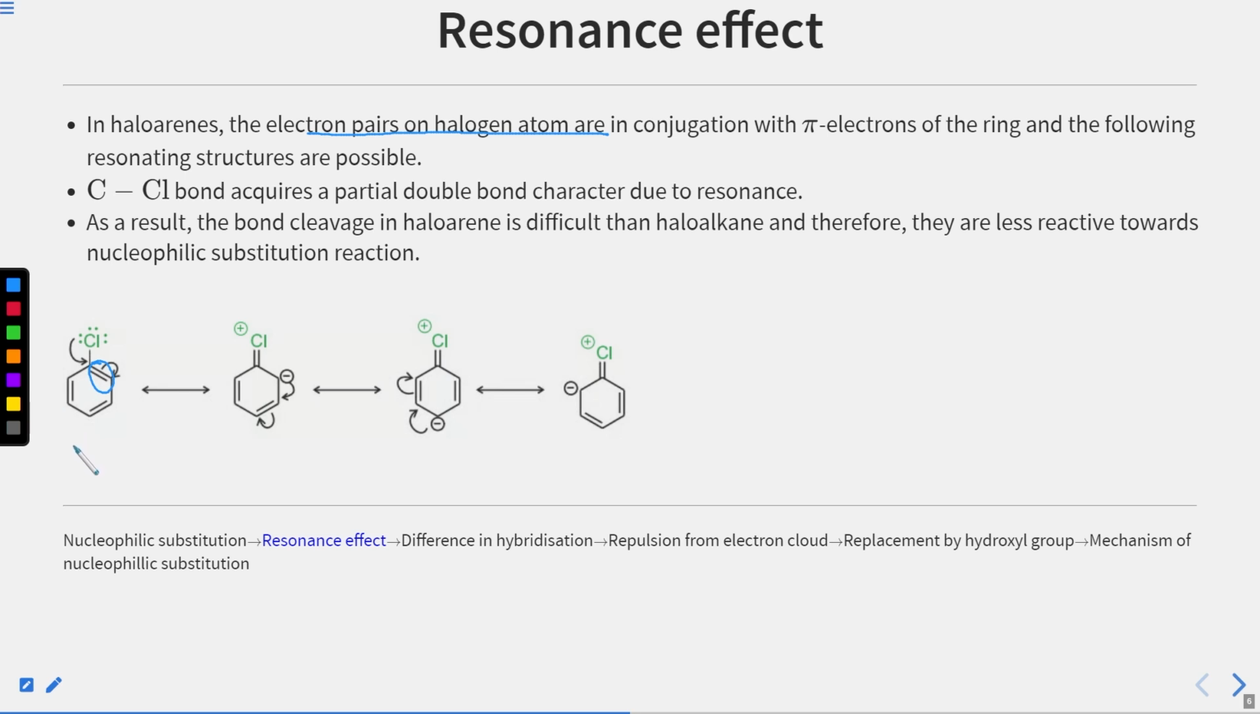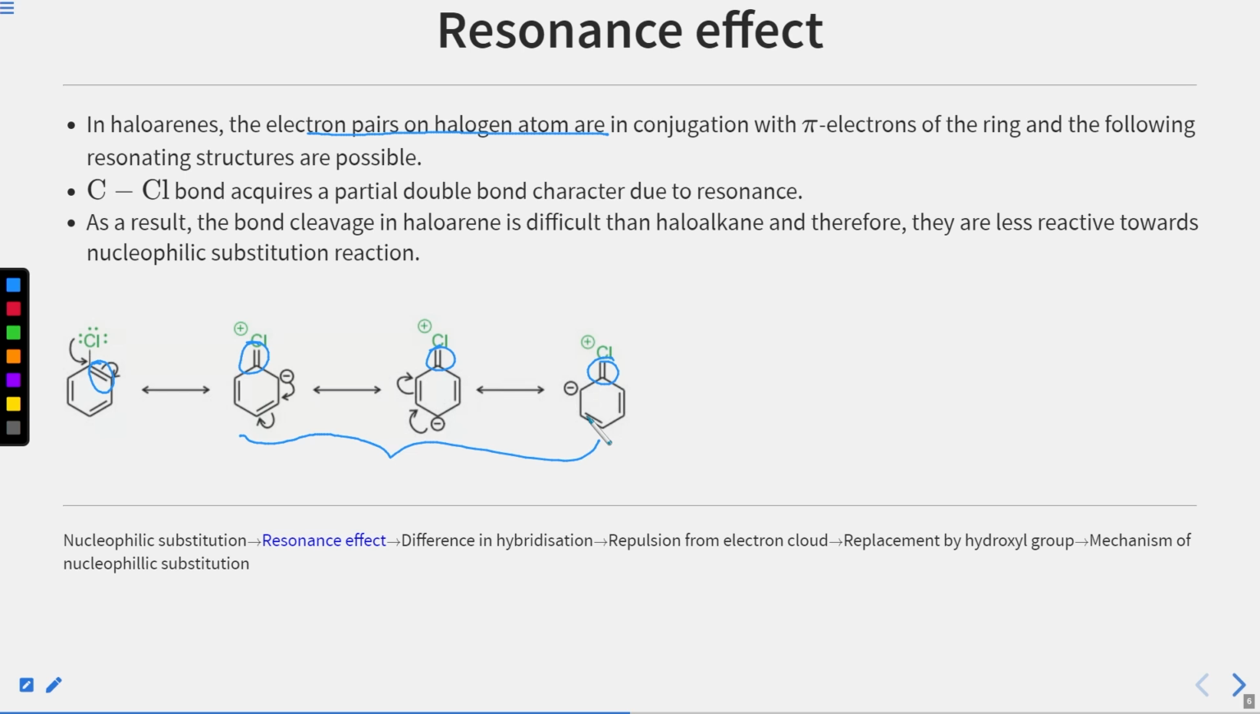Now due to this reason, if you see one of these resonance structures, it does not have a double bond, but the other three have carbon-chlorine double bond character. You can see it very clearly that here the C-Cl bond has a double bond character. Now you know very well that a double bond is very reluctant towards breaking as compared to a single bond. Means a double bond cannot be broken easily as compared to a single bond, because the bond length is shorter, okay, and the bond order is also high.